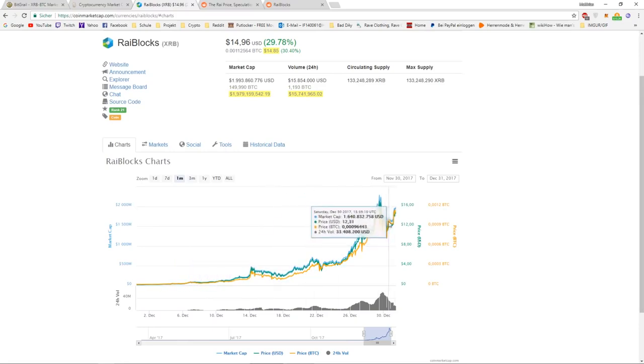Now it has a bit of a pullback, but I really am not afraid to see it going to around $10 again. If that happens, I wouldn't be afraid. I would even buy more.